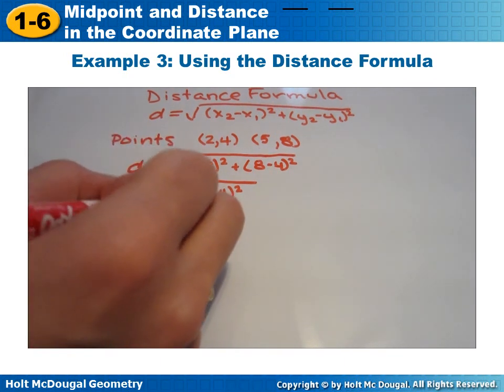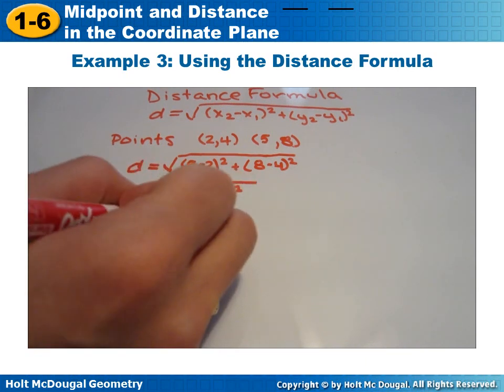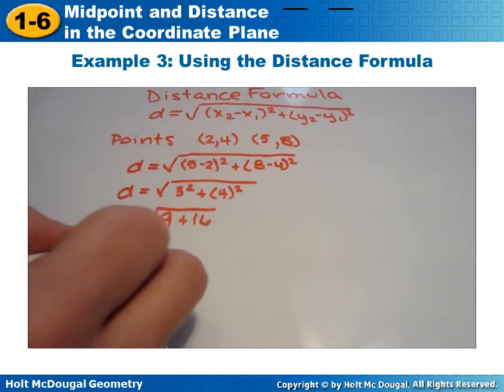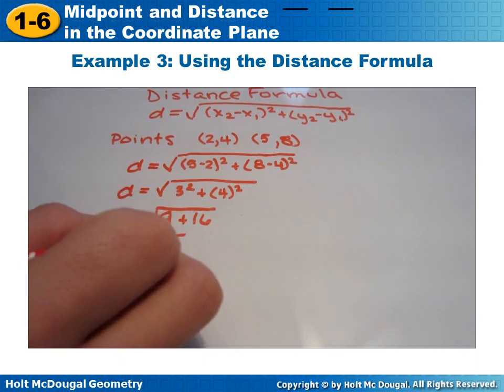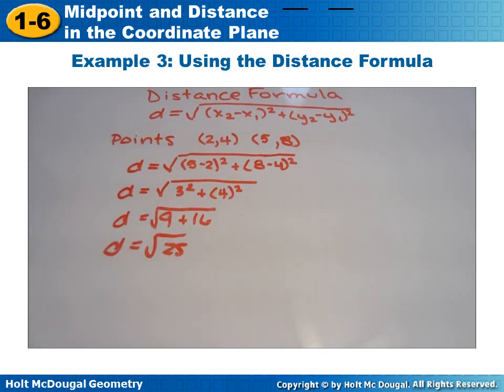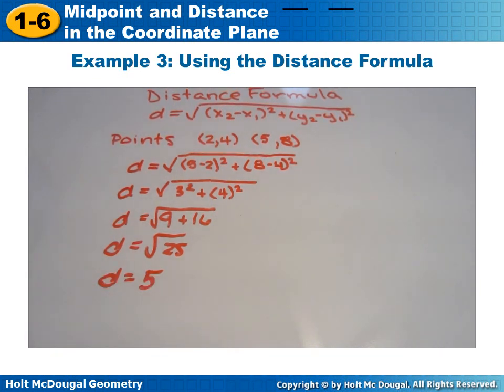3 squared is 9. 4 squared is 16. So now we have distance equals square root of 25. So the distance between those 2 points is 5 units. Okay, so we take our 2 points, we plug in x and y, and then solve to find that our distance is 5.